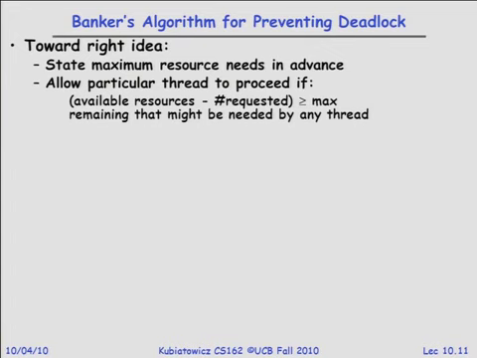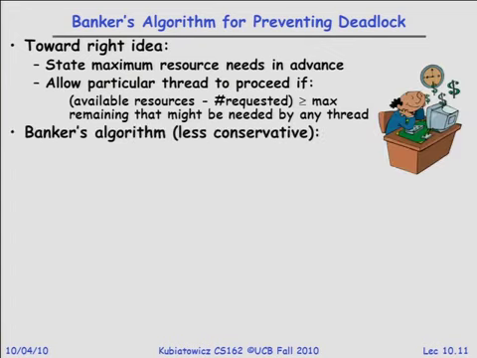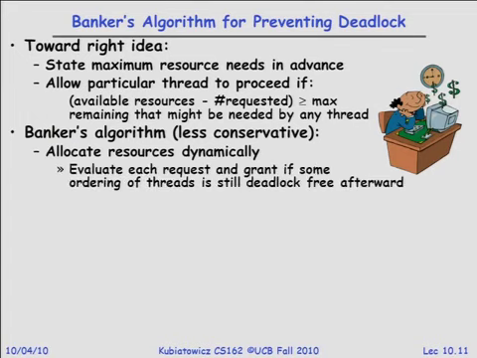Okay. Now, the banker's algorithm is exactly this. Allocate resources dynamically, just like we might have done otherwise. We evaluate each request and grant if some ordering of threads is still deadlock-free afterwards. So basically, for each request, I'm going to create a little graph and say, is the resulting graph deadlock-free? If the answer is yes, then I'll let you have your resources. If the answer is no, I won't let you have your resources. Okay?